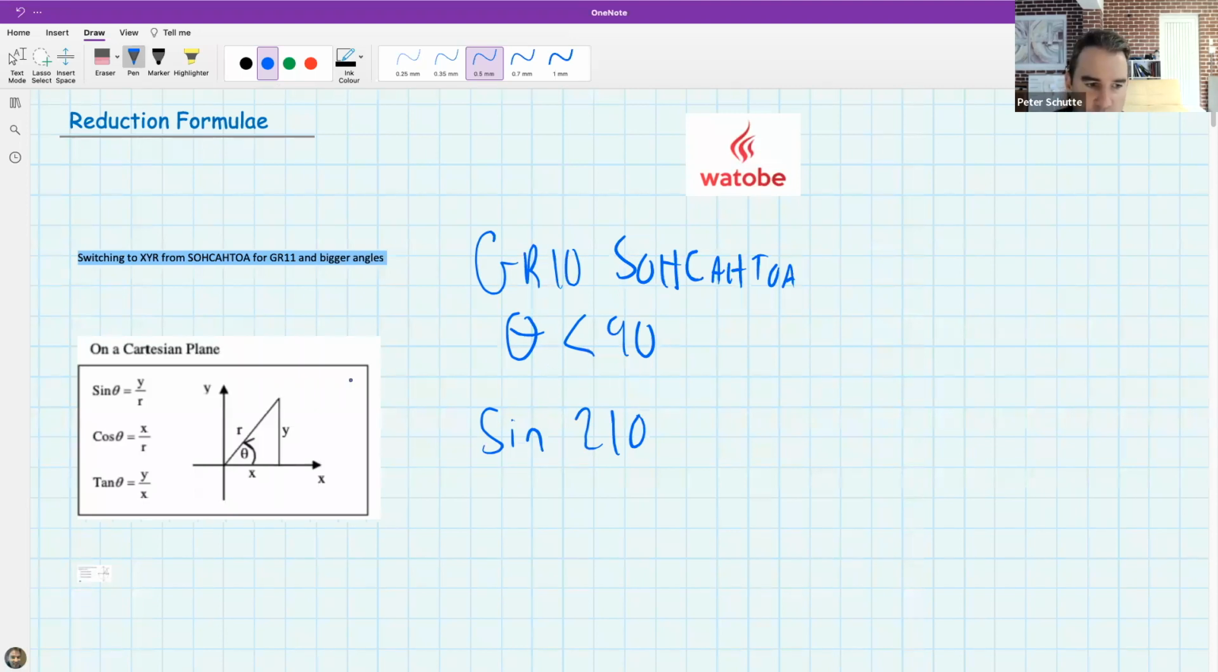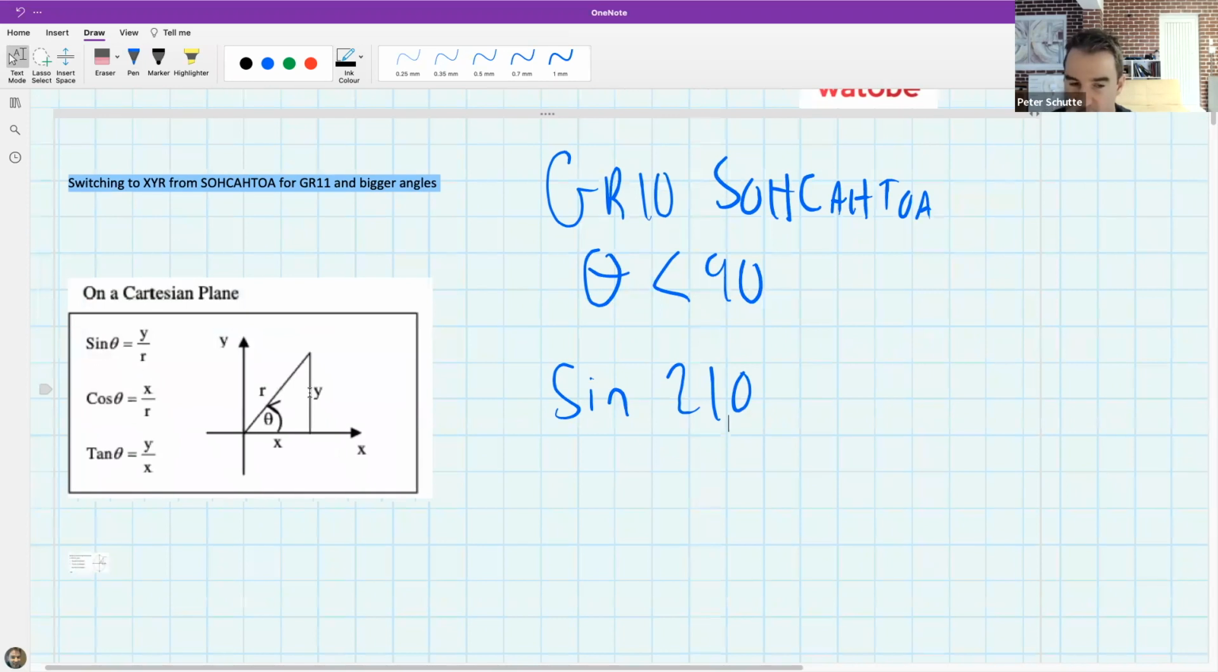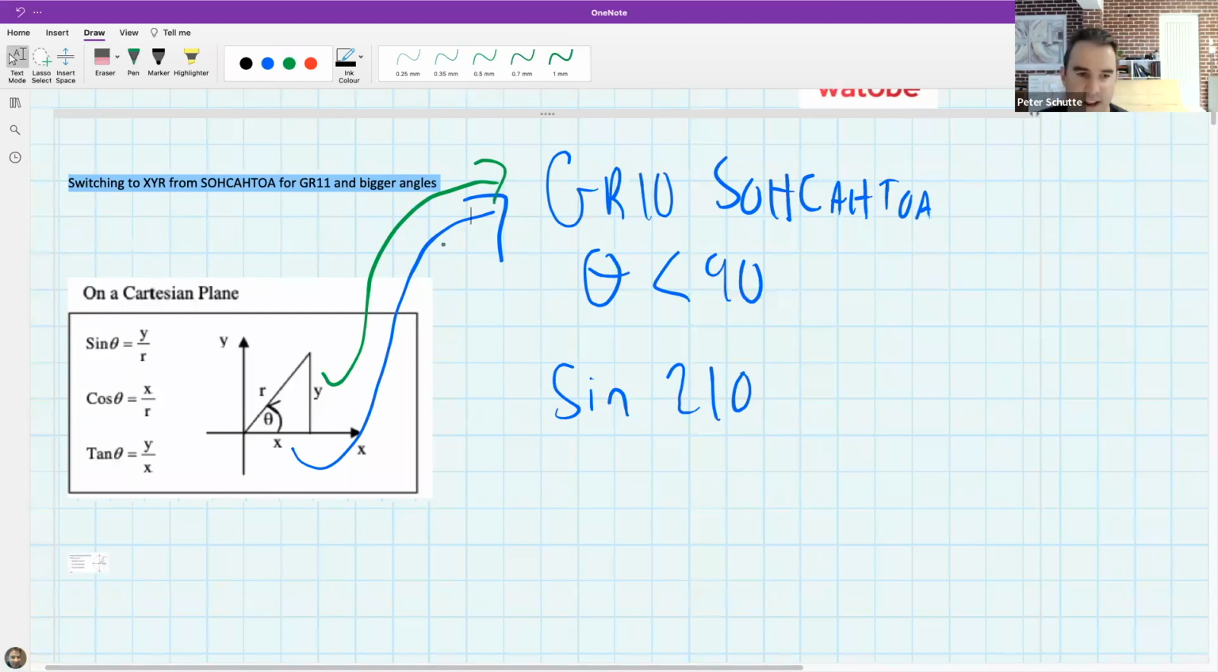So what we do is switch to a definition where we start using x's, y's, and r's, because it allows us to get to the Cartesian plane. I just want to ask you, what is x the same as if I connect it to grade 10 SOHCAHTOA? What is x the same as, and what is y the same as? Pop it in the chat and let me know.